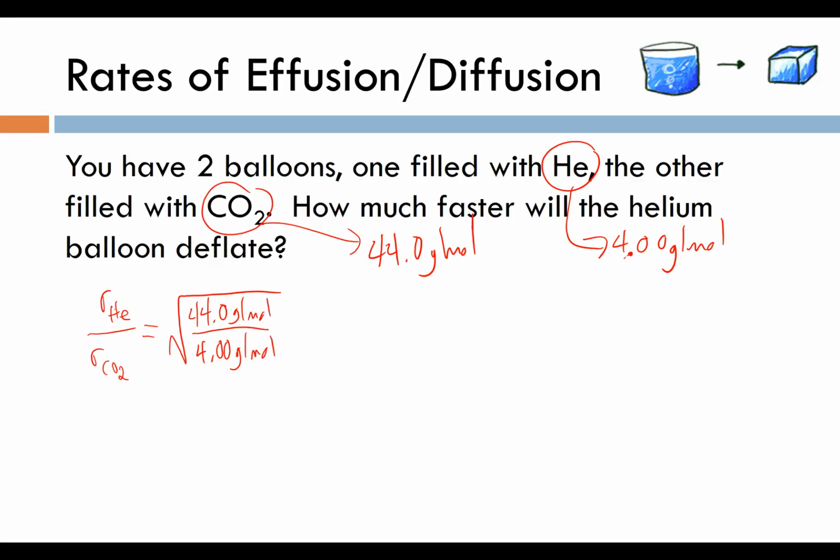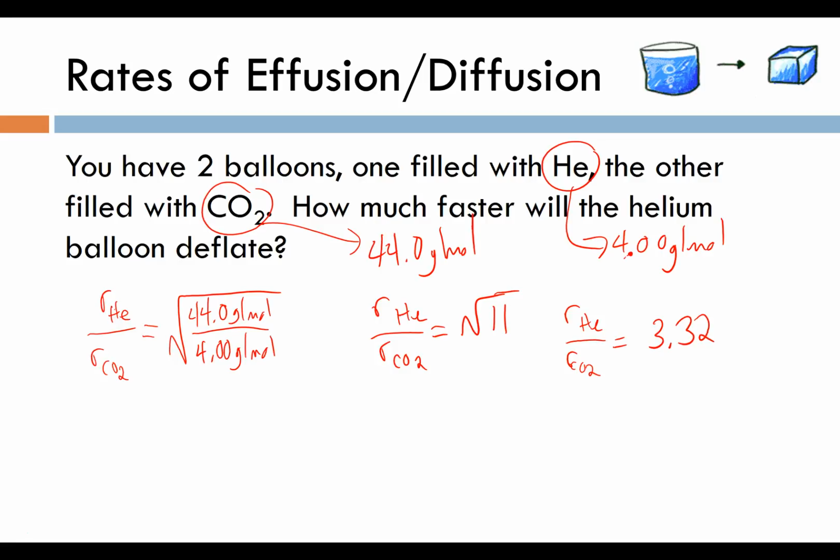I personally think it's easiest to take things out of the square root and put them into decimal form, but it's really up to you. So I can set all of this equal to: the rate of helium divided by the rate of CO2 is equal to the square root of 11. Again, I have the tendency to take it out of square root format and make it a decimal. I use my calculator, and I get about 3.32.